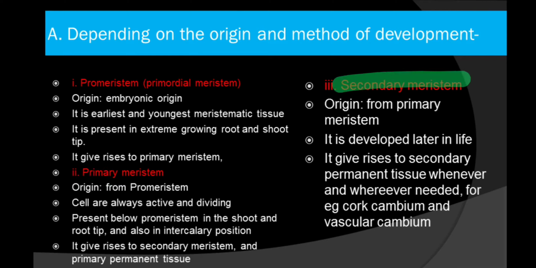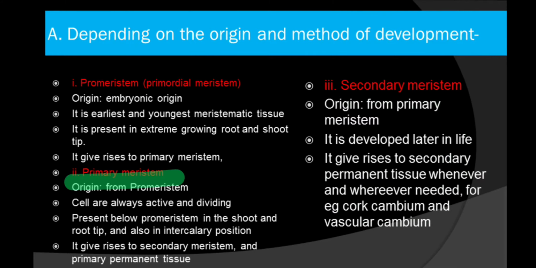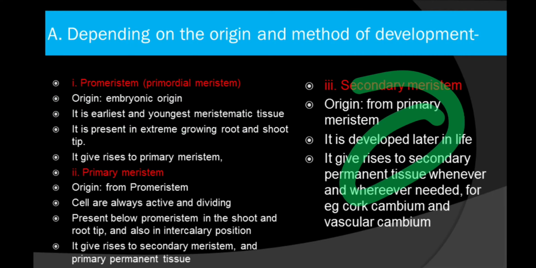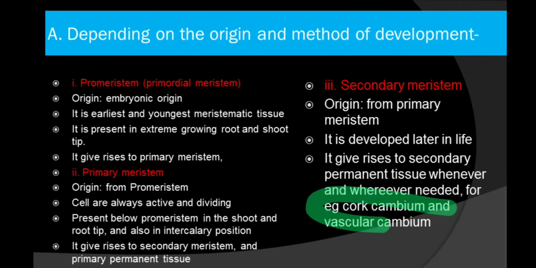Secondary meristem develops later in the life of the plant, when the plant becomes mature and woody. In the young plant, in the radicle or plumule, you will see the promeristem. Then when the plant matures, we will see secondary meristem. Some of the cells of meristematic tissue divide and form secondary permanent tissue. These cells are formed whenever they are needed, for example, cork cambium and the vascular cambium. So they are formed later in the life of the plant. So this is on the basis of origin.